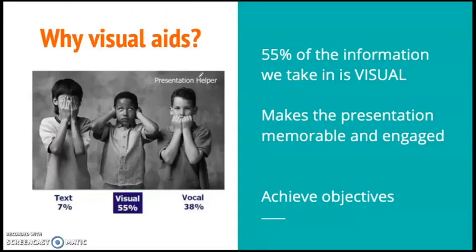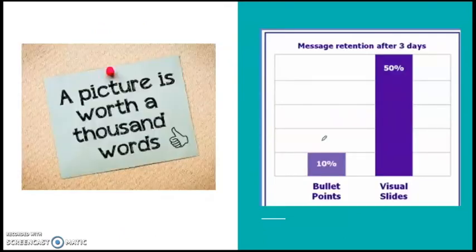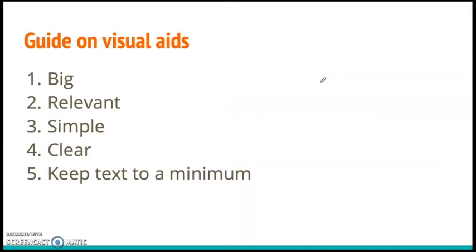Visual aids are important in a 5-minute short video because 55% of the information we take in is visual. So if you use visuals, you are going to engage the audience. It makes the presentation more memorable and engaging. If you use visual slides, the retention will be 50% compared to bullet points. As we always say, a picture is worth a thousand words.